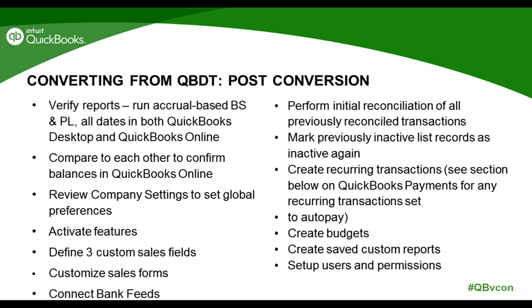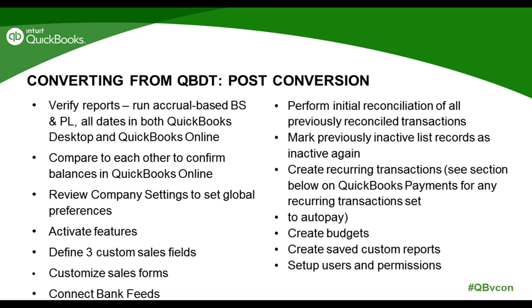And then you want to make sure that you do an initial reconciliation of any previously reconciled transactions, any previously inactive lists. So what happens is if you haven't cleaned up your QuickBooks Desktop, and this is why sometimes it's a good idea to do a condense anyway, because it will remove any unused or inactive list items, any old customers, vendors, products, anything. So doing a condense might not be such a bad idea, even if they are under 350,000 targets.